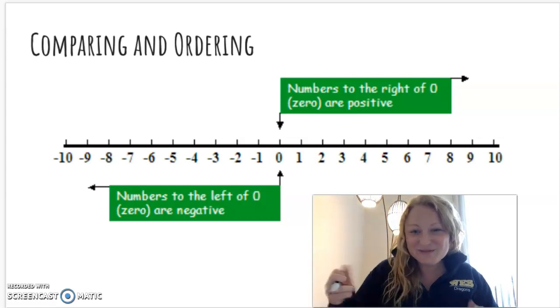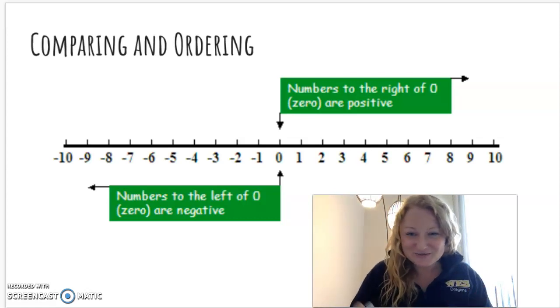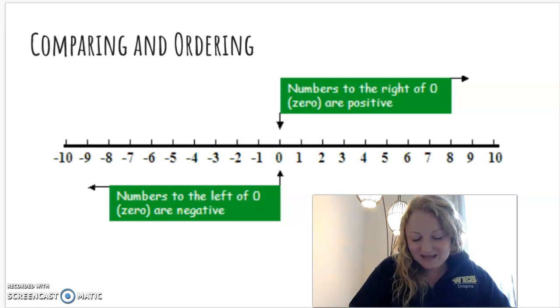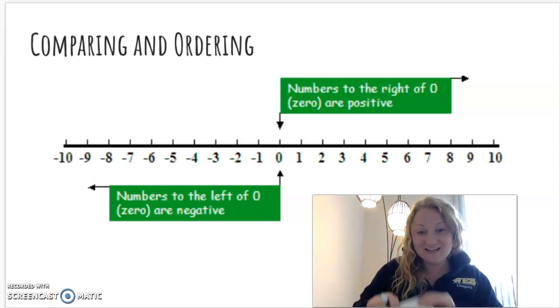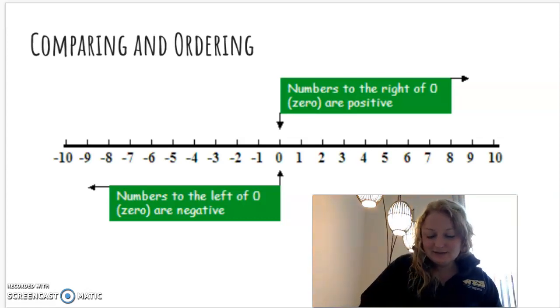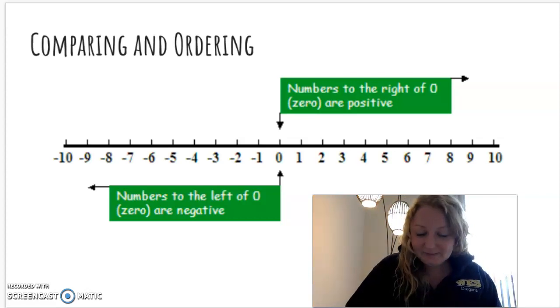Now, sometimes you'll see problems that are trying to trick you a little bit. They might ask you, is -2/3 an integer? It's not an integer because it's not a whole number. It's less than one whole. It's not a whole number. So that's not an integer.